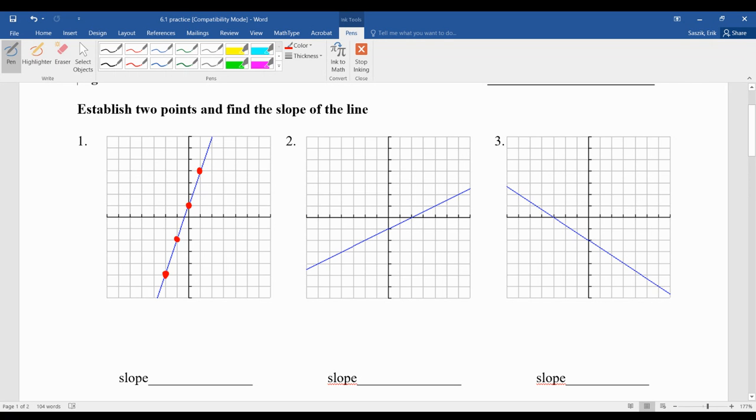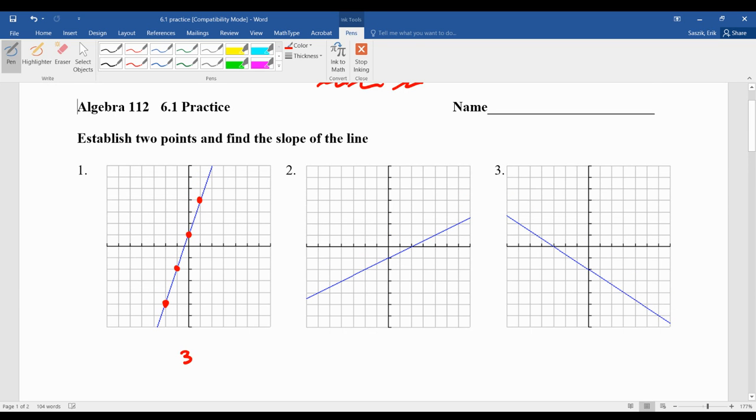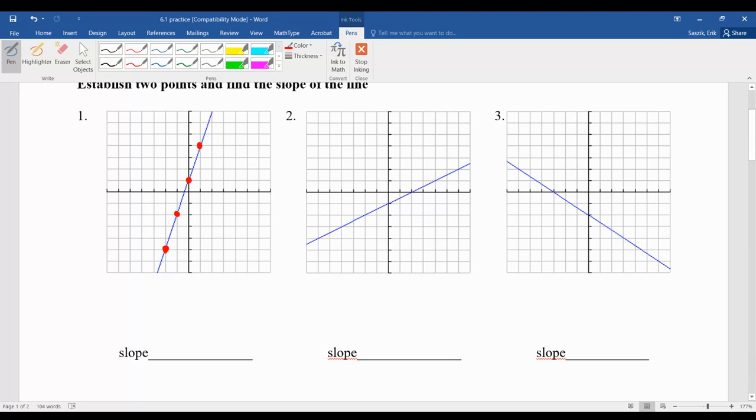Okay. So again, start with the one that's furthest to the left. Let's start with this one. I have to go up to get to that one. So I had to go up 3. 1, 2, 3. So it's positive. I had to go over 1. 3 over 1, which is just 3. Okay. Find two nice points.